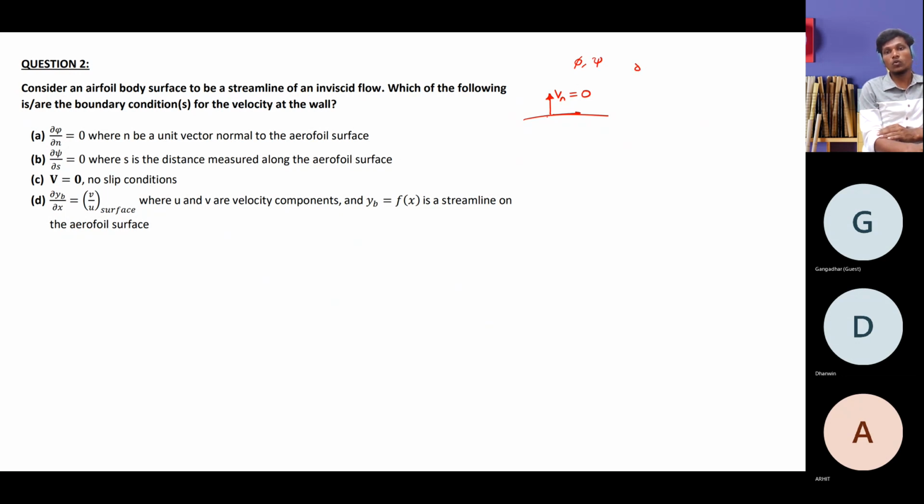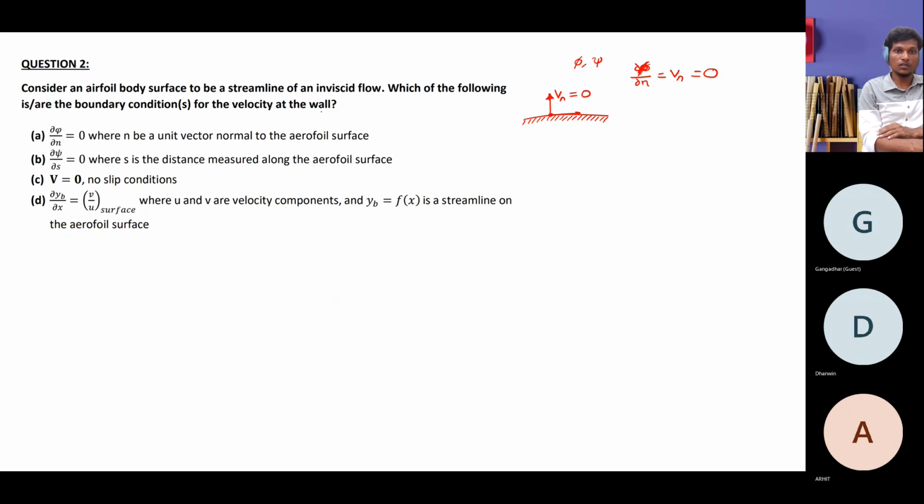Suppose this is my surface. If I want to get the velocity normal to the surface at this point, I can use my potential function, dou phi by dou n. Dou n indicates the direction normal to the surface. If you do the partial derivative of phi with n, then you will get the velocity normal to the surface. Since fluid cannot enter through the surface, the velocity should be equal to 0. That means dou phi by dou n should be equal to 0.